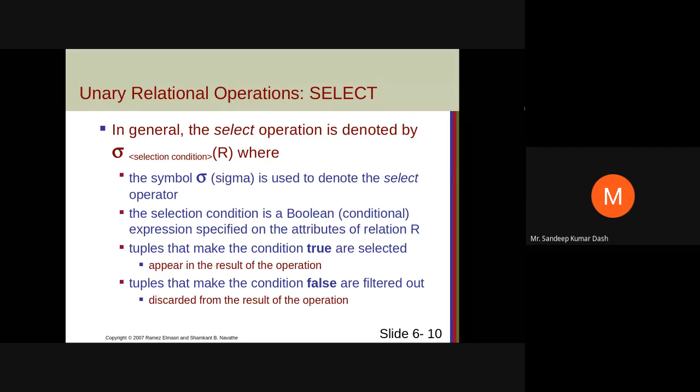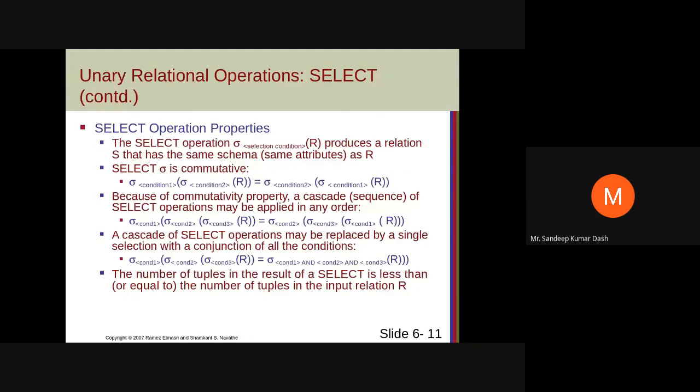Fine. Now some properties of select operation. The first property is it is commutative. Commutative means you can alter the condition. Suppose on a relation R, first you select some rows based on condition 2. Then on those results you apply condition 1. Whatever result you will be getting, it will be the same as applying condition 1 first, then applying condition 2. Okay, so that's why this is called commutative relation.